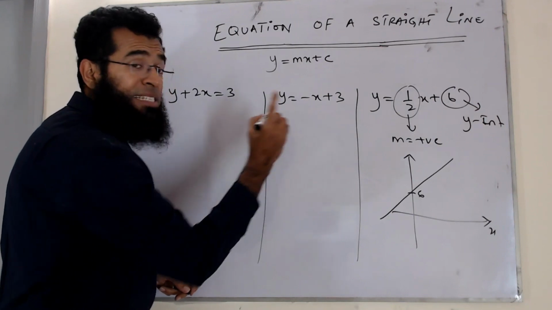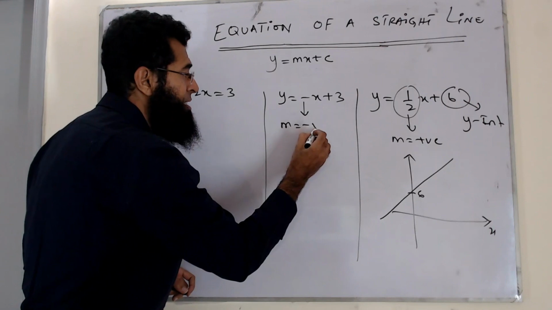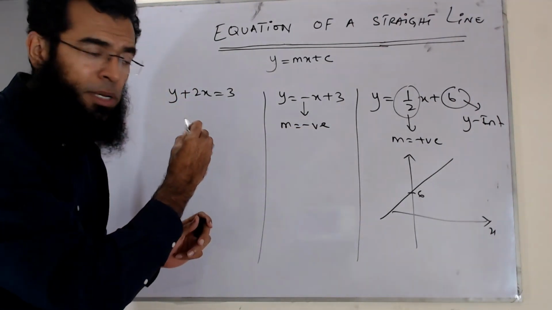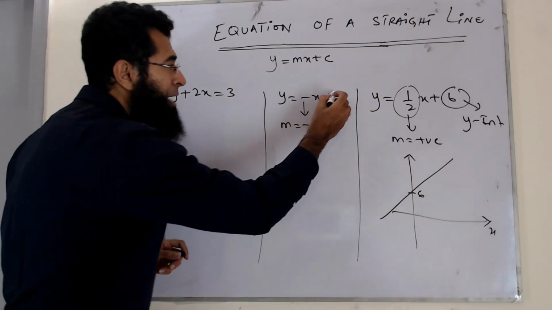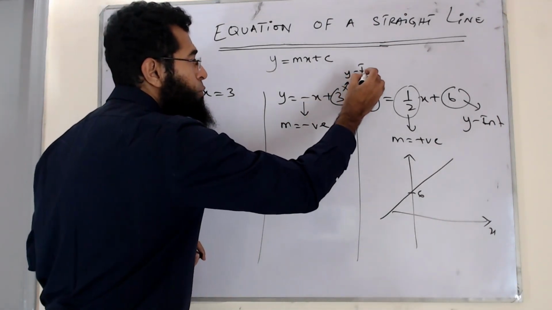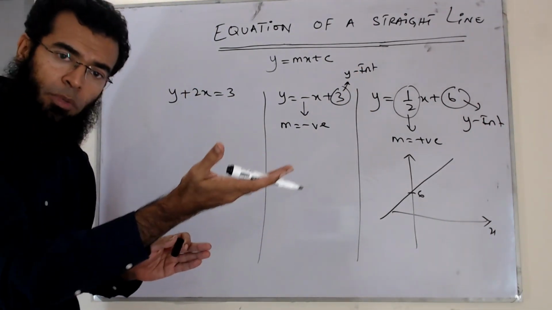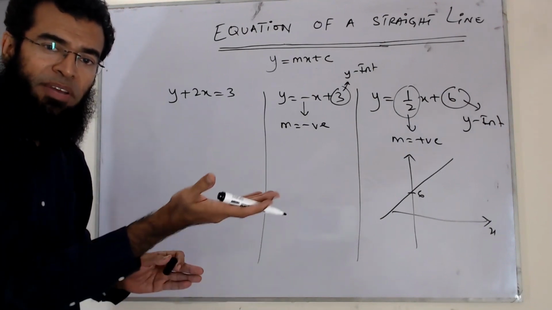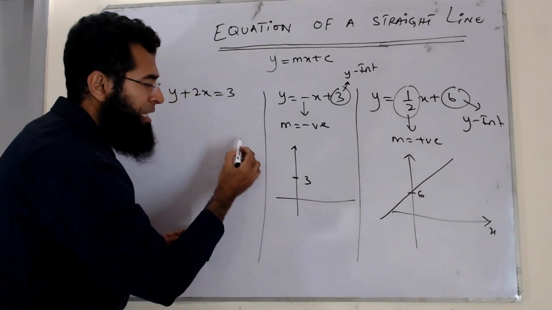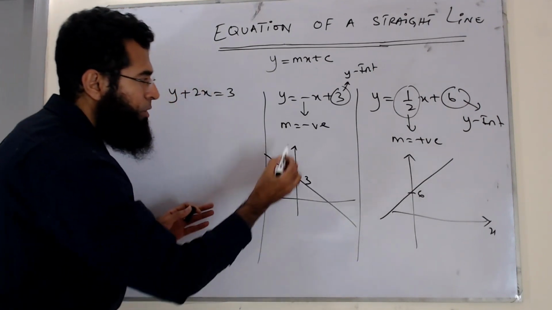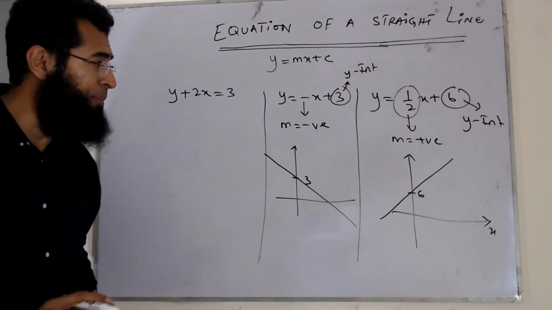So the coefficient of x is minus 1. So the gradient is negative. That means the slope, the line would be sloping downwards. And 3 is the y-intercept. So y-intercept is still positive. The line will cut the y-axis on the positive side, which is above x-axis. So let's sketch this curve. So this is 3, and the line will be sloping downwards because the gradient is negative. I hope this is pretty simple and I'm clear.